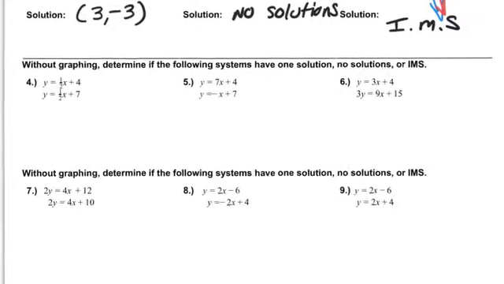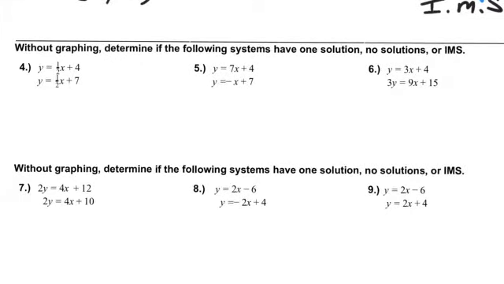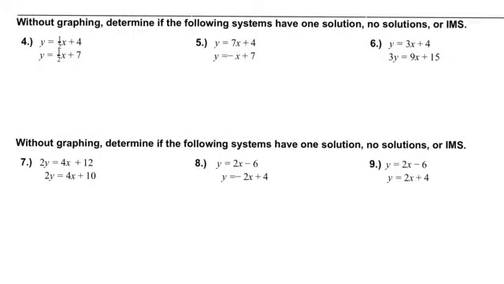It says, without graphing, determine if the following systems have one solution, no solutions, or infinitely many solutions. So for number 4, we have the system y equals 1/2 x plus 4 and y equals 1/2 x plus 7. So right off the bat, you should notice that the slopes of these 2 lines are the same and the y-intercepts are different. So whenever the slopes are the same and the y-intercepts are different, that is when those lines are parallel and there are going to be no solutions.